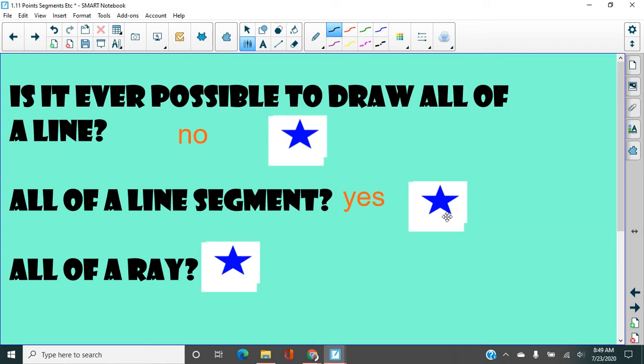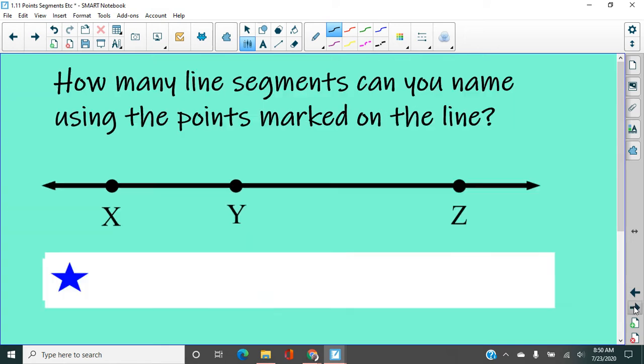Yes, because it has a start and a stop. What do you think here? Is it possible to draw all of a ray? No, right? Because it keeps going forever in just one direction, but you can't ever draw all of that one direction. So we have line segments, lines, and rays.